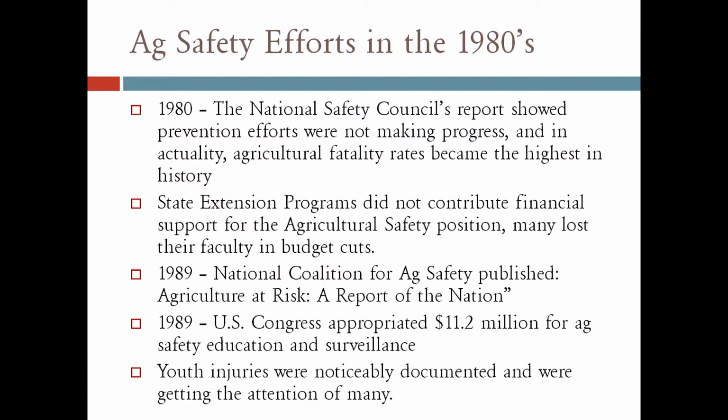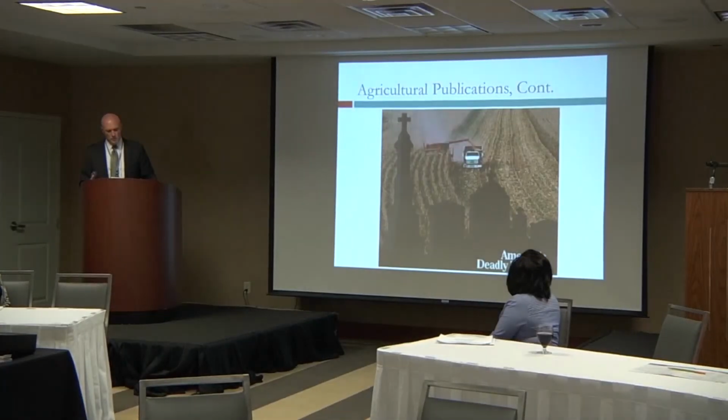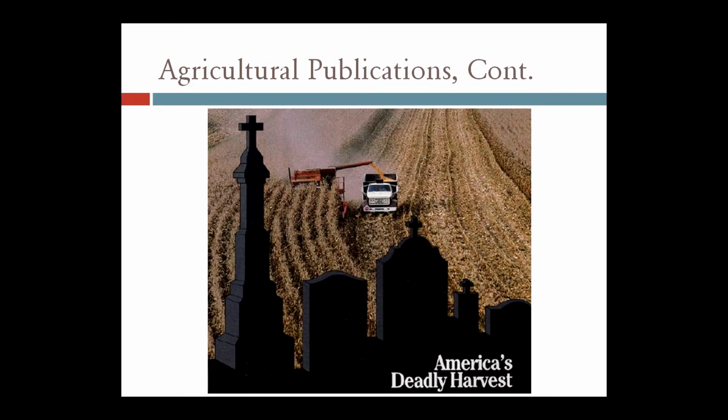Youth injuries were noticeably documented and were getting the attention of many. A number of agricultural publications began to be issued to draw attention to the issue. The Des Moines Register published Harvest of Harm. Successful Farming wrote several articles. There was the Progressive Farmer series, Deadly Harvest. And if you go through those, these were very powerful images and articles that talked about the implications and the consequences of these injuries and fatalities to youth.